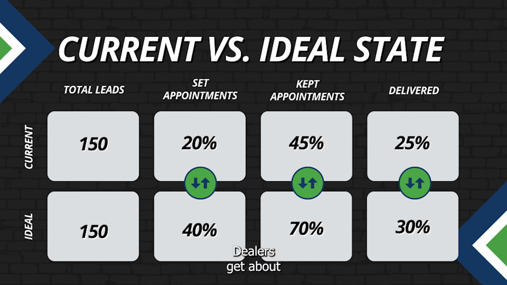We basically see the current state as you see right there, right? On average, dealers get about 150 leads a month. They set appointments with 20 of those. 20% of those are set. Of those, about 45% are kept, and of those, about 25% are delivered. We'll put some actual numbers to these here in a second. So that's a typical current state dealer.